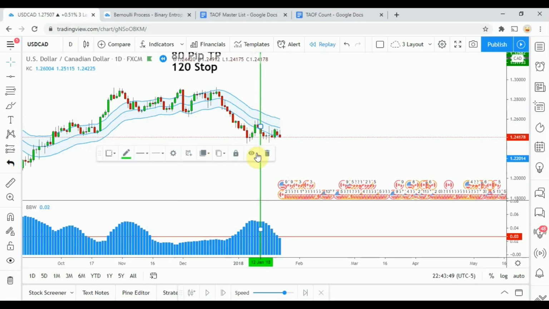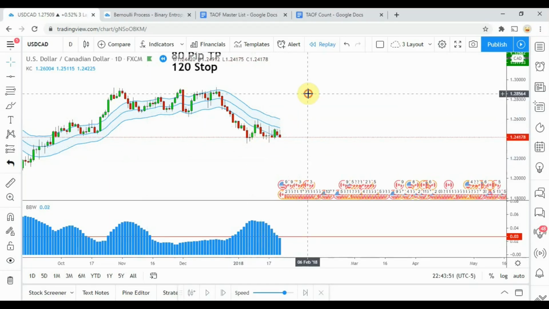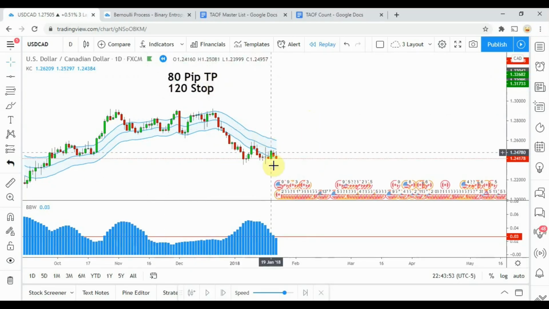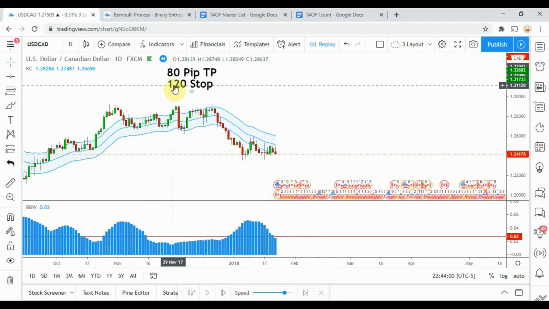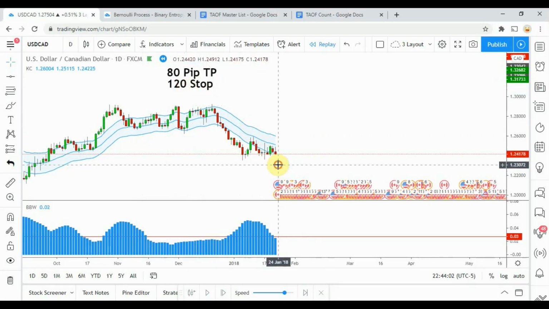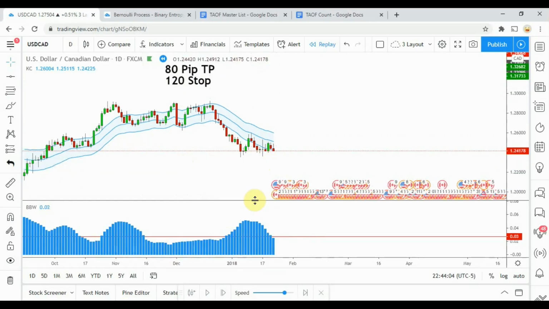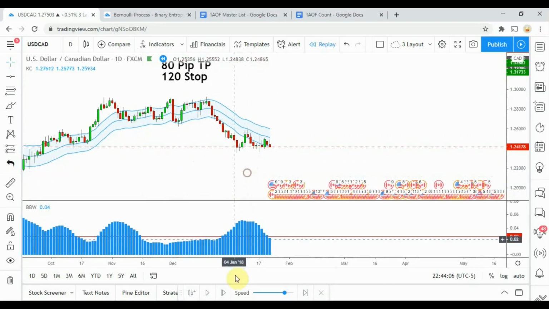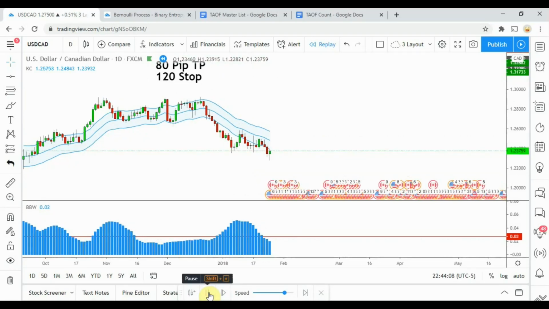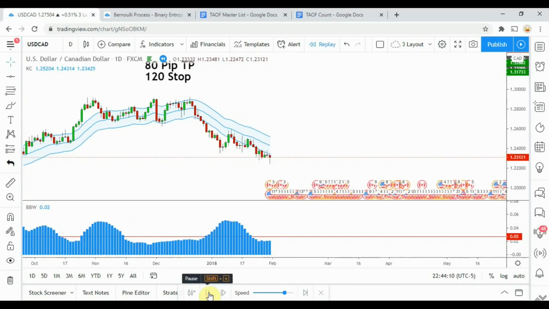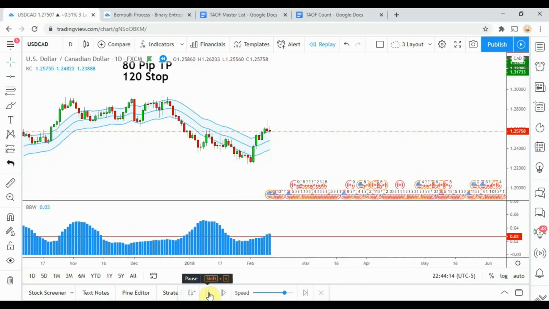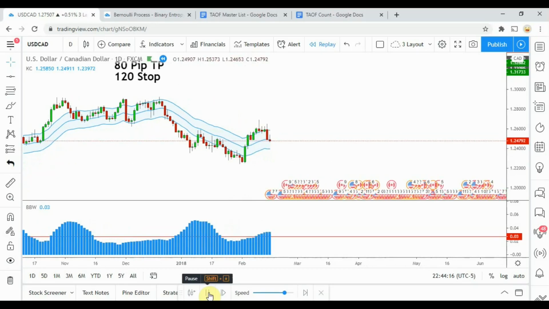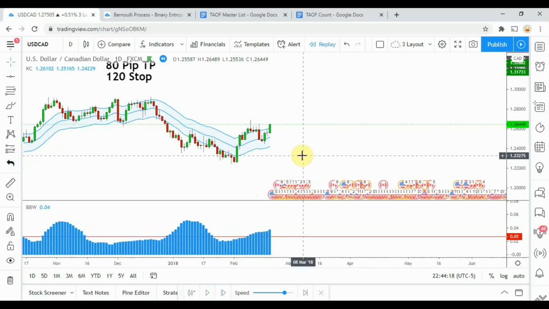But for the sake of testing, what we are going to do is assume that when we hit first take profit, we would just take the entire trade off the table, and we would use the 120 pip as our hard stop, and that will be that. Let's go ahead and play this forward and see if we can't snag ourselves a few signals here and see what all in all we would get out of this.